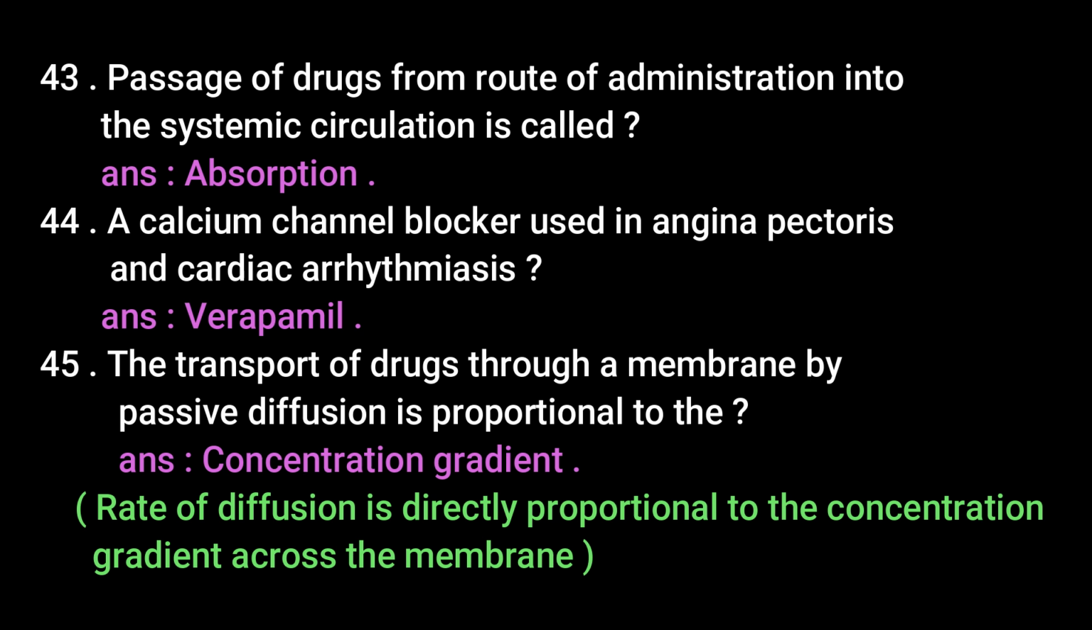Next question, passage of drugs from the route of administration to the systemic circulation is called absorption. 44. A calcium channel blocker used in angina pectoris and cardiac arrhythmias is verapamil. And 45. The transport of drugs through a membrane by passive diffusion is proportional to the concentration gradient. That means the rate of diffusion is directly proportional to the concentration gradient across the membrane.